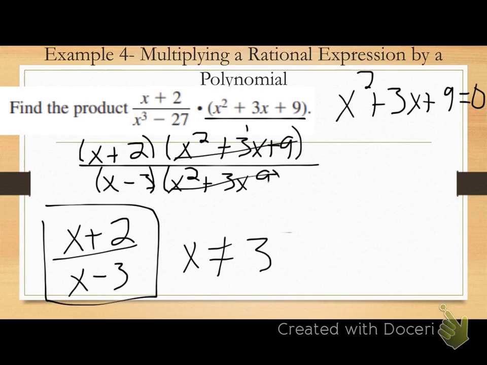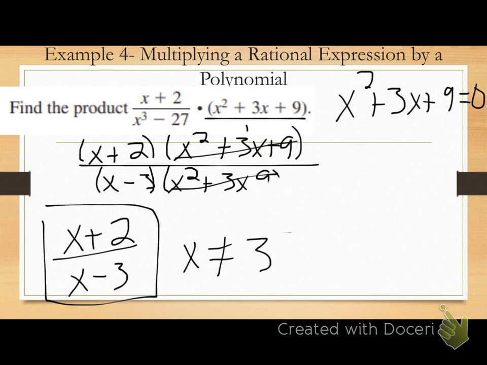Coach, did you just remove the 1 because it's not needed? Which one? From x squared plus 3x plus 9 over 1. Did you just remove the 1 because it wasn't needed? No, just x minus 3 times x squared plus 3x plus 9. That was just being multiplied by 1. Anything times 1 is just itself. So that 1's not necessary in that case. Okay?